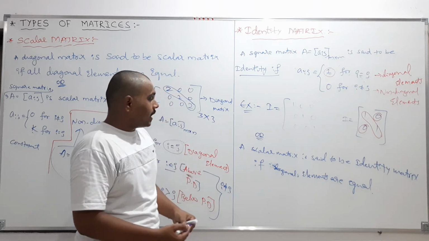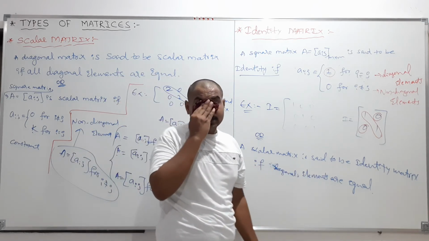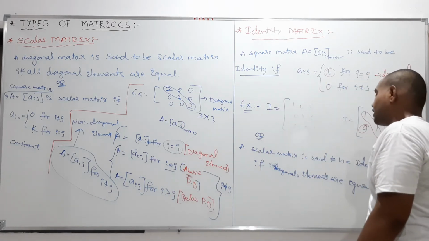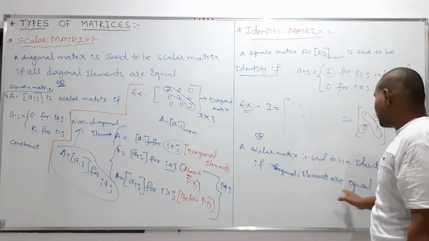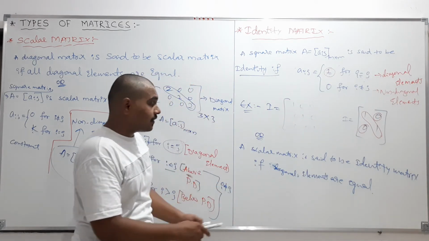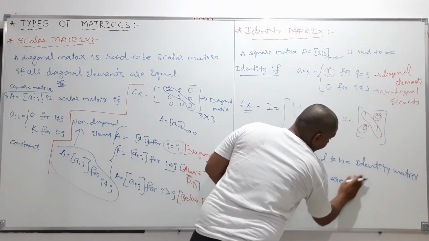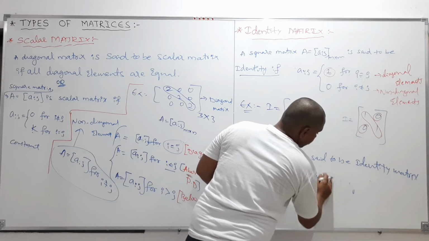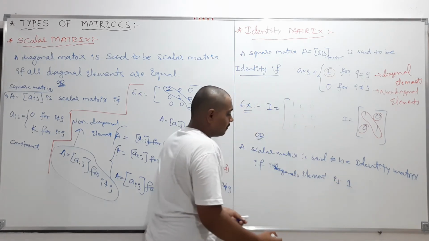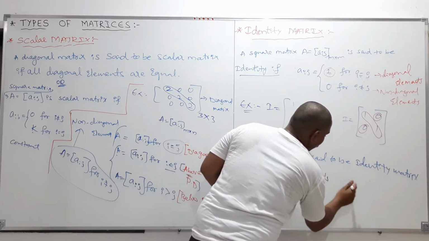My dear students, a scalar matrix is said to be an identity matrix if the diagonal elements are equal. In a scalar matrix, all the diagonal elements are equal only. So a scalar matrix is said to be an identity matrix if the diagonal elements are 1.